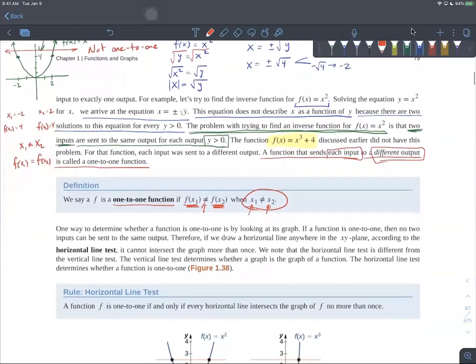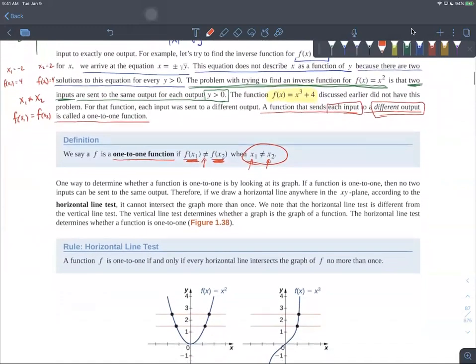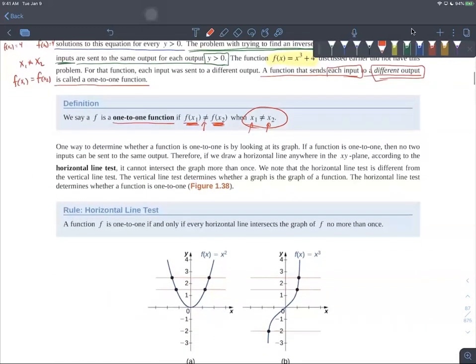So one way to determine whether a function is one-to-one is by looking at its graph. If a function is one-to-one, then no 2 inputs can be sent to the same output. Therefore, if we draw a horizontal line anywhere in the xy plane, according to the horizontal line test, it cannot intersect the graph more than once.